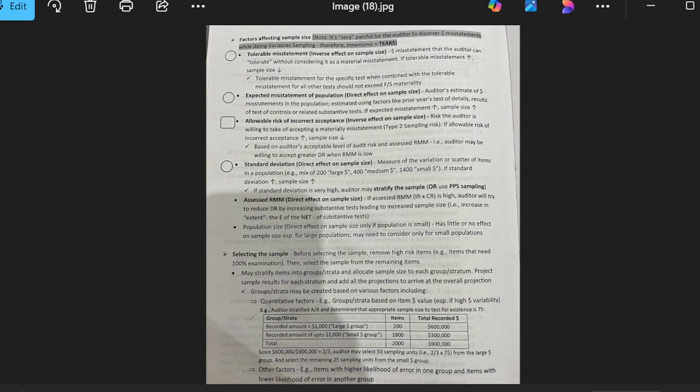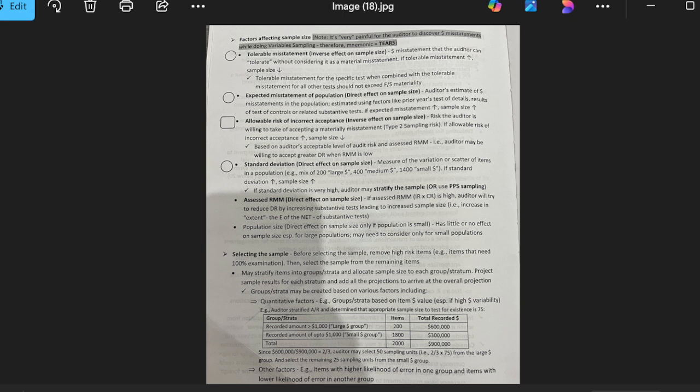Allowable risk of incorrect acceptance has an inverse effect on the sample size. This is the risk the auditor is willing to take of accepting a material misstatement, which is type 2 sampling risk. If allowable risk of incorrect acceptance is greater, sample size is lower. Based on the auditor's acceptable level of audit risk and assessed RMM, the auditor may be willing to accept a greater DR when RMM is low.